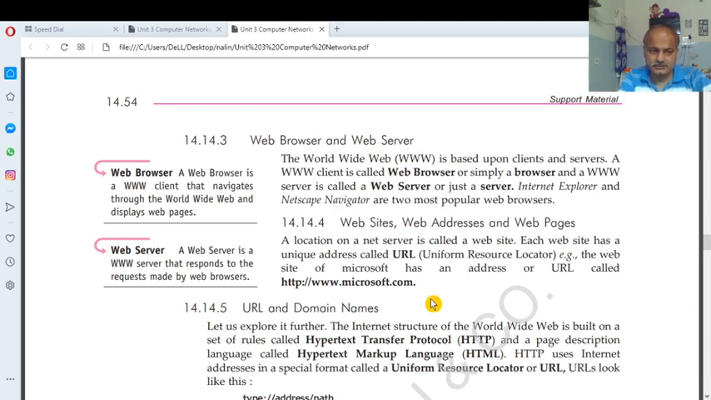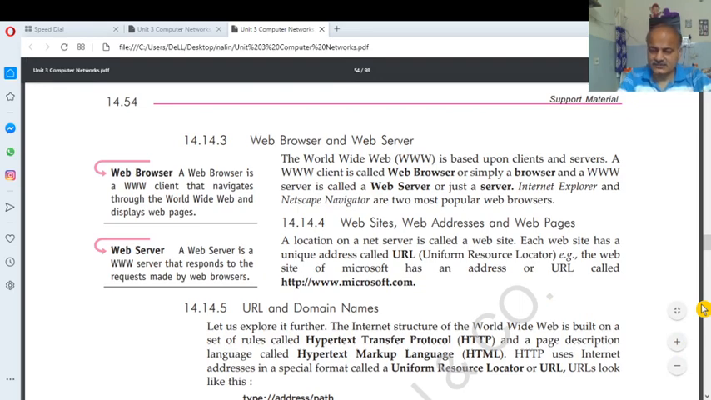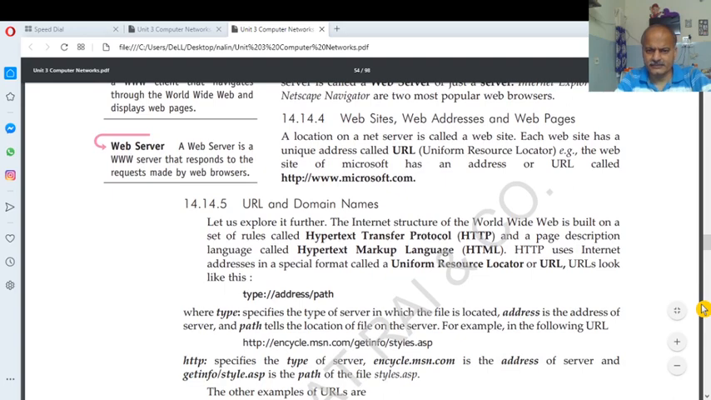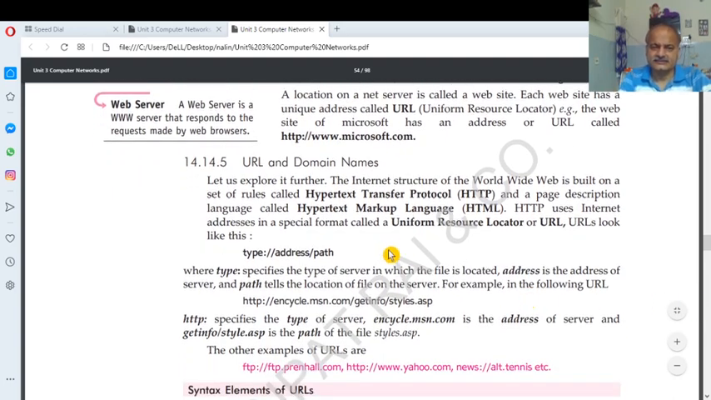URL and the domain name. Clear? So you see here, let us explore it further.